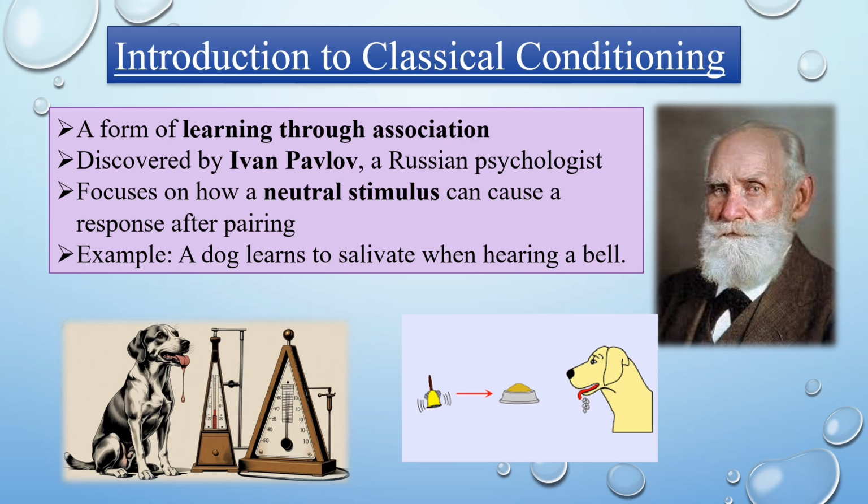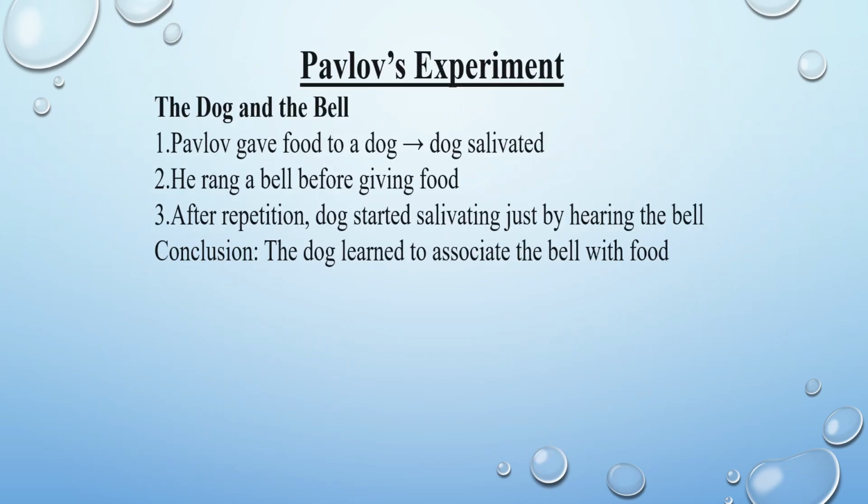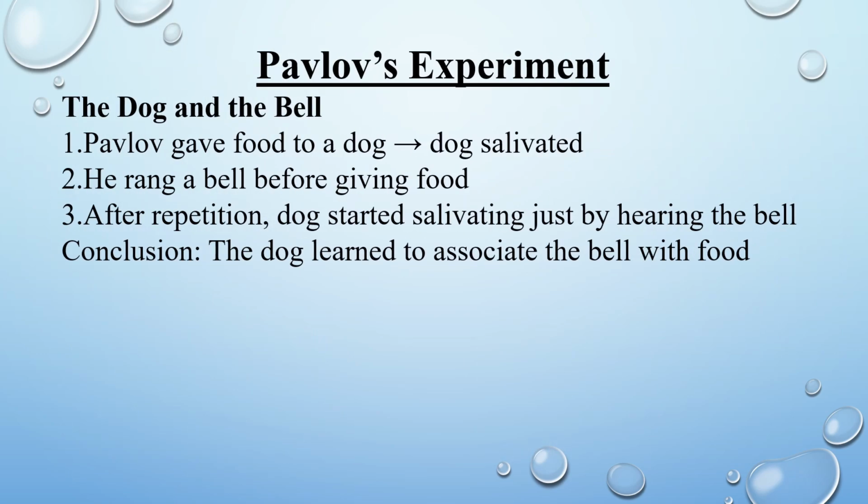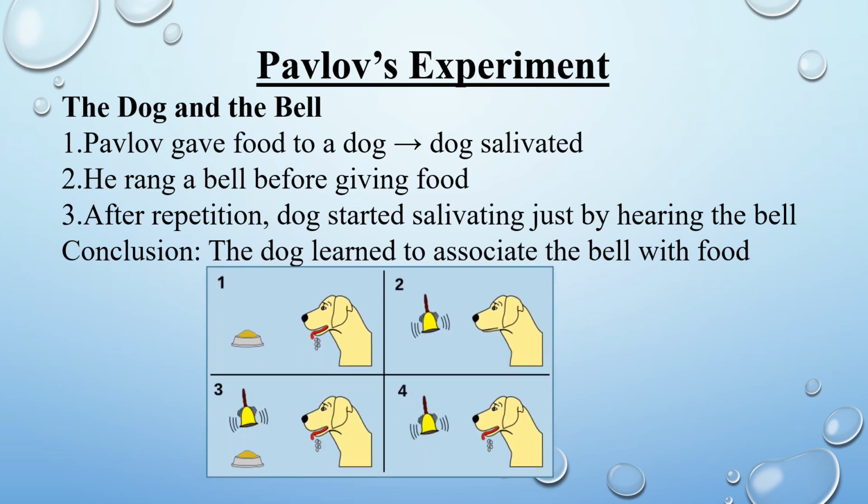Pavlov's famous experiment involved a dog, a bell, and food. Initially, when he gave food to the dog, it salivated, a natural automatic response. Then he started ringing a bell just before serving the food. After doing this several times, the dog started salivating just by hearing the bell, even when no food was given. This showed that the dog had learned to associate the sound of the bell with the arrival of food. That's classical conditioning in action.